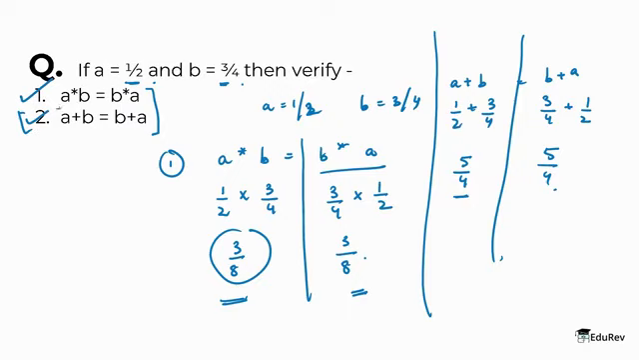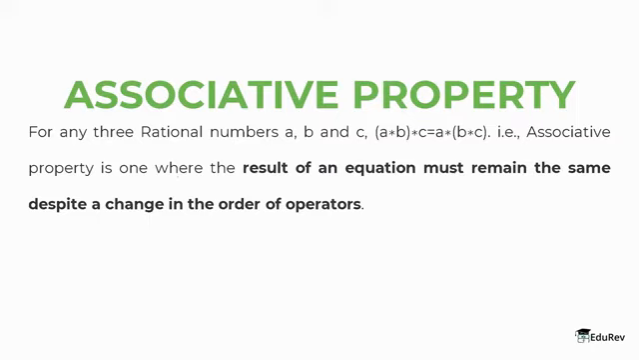So in this question, we can see that we have verified both the equations, that is A into B is equivalent to B into A, and A plus B is equivalent to B plus A. I hope you have understood this. Now let's go on and understand the next property, which is the associative property. So let's see what the associative property says.